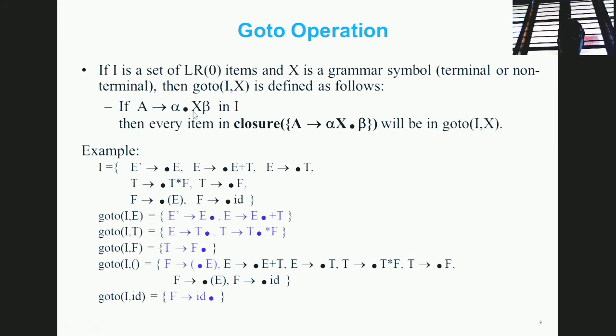So please observe that once I read this particular symbol, that is dot followed by X, it means that I'm going to read this X. Once I read this X, I'm going to shift this dot from this position to the next position. It means I have read this X, so that's why I'm moving to A tends to alpha X dot beta. Once again, if this beta is a non-terminal symbol, then I'm supposed to apply the closure of this. So this is how I'm going to find out the goto for every symbol from the given LR(0) item set.